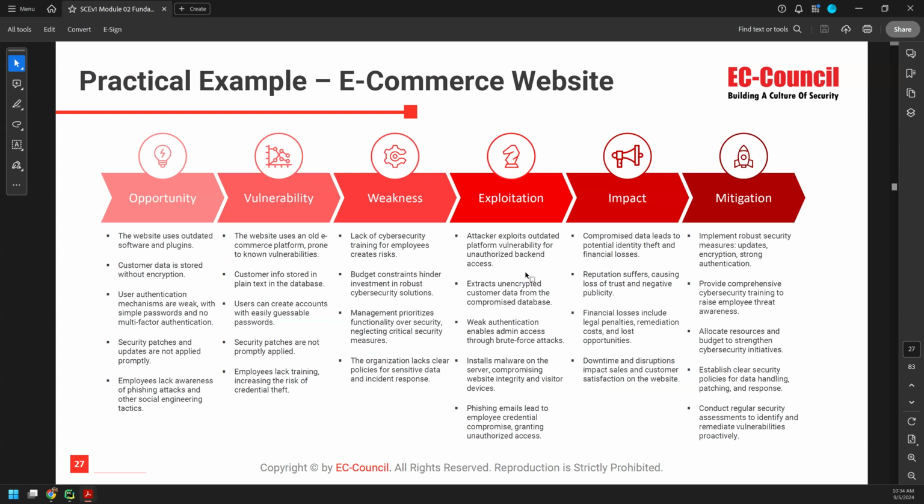All right. So a practical example for an e-commerce website, looking for an opportunity. The website's using outdated software or plugins. This is very, very common with things like WordPress websites, where they're really trying to attack any of the software or the plugins that you're using on those websites. Customer data is stored without encryption within the database. User authentication mechanisms are weak, with very simple passwords and no multi-factor. Security patches and updates are not applied promptly, and the employee lacks awareness of phishing attacks. So the vulnerability itself is that it's using an old e-commerce platform. Security patches are not applied; you can see the list here.